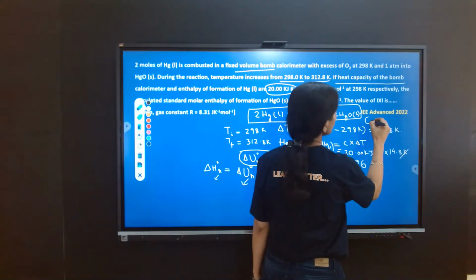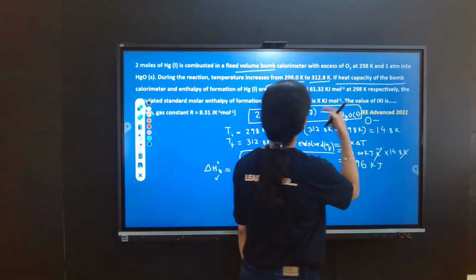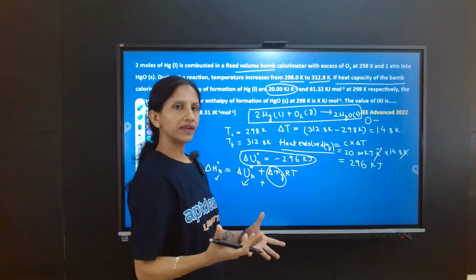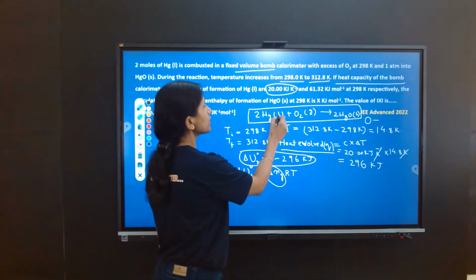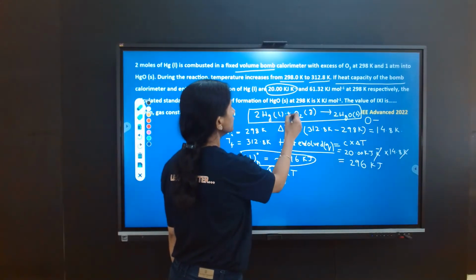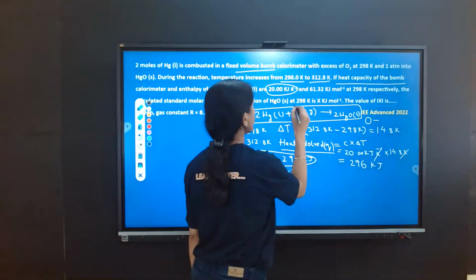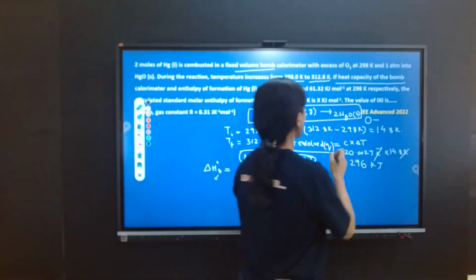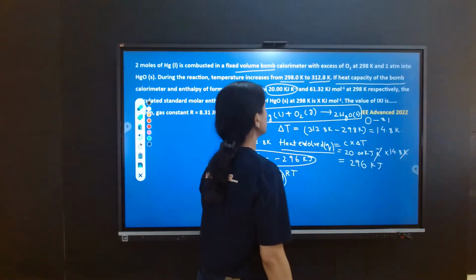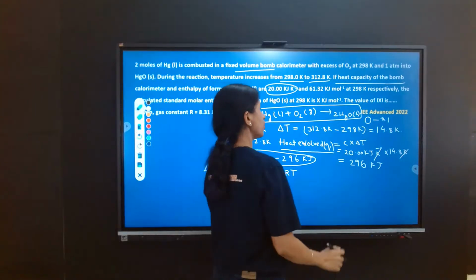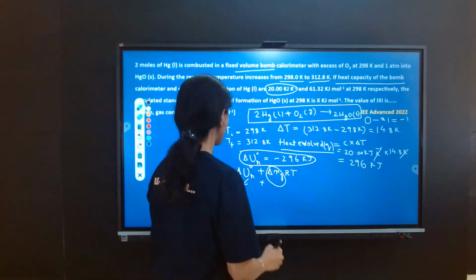So here we have 0, no gaseous molecules, so 0. Minus in the reactant side, we are always using a minus sign for the reactants. So we have 2 moles of Hg liquid and 1 mole of gas. So for here we can use minus 1, right? Because we have only 1 mole of O2. So this is giving you minus 1, right?